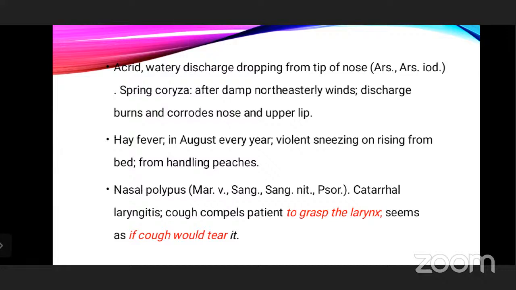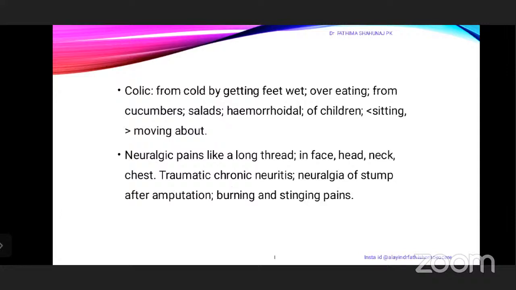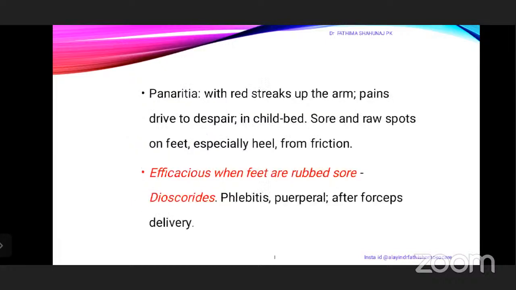And then catarrhal laryngitis, cough compels the patient to grasp the larynx and seems as if the cough would tear it. Then colic from cold by getting feet wet, or overeating from cucumbers or salads, hemorrhoidal of children, aggravated sitting and ameliorated moving about. Neuralgic pain like a long thread in face, head, neck, chest, traumatic, chronic neuritis, neuralgia of stump after amputation, burning and stinging pain.